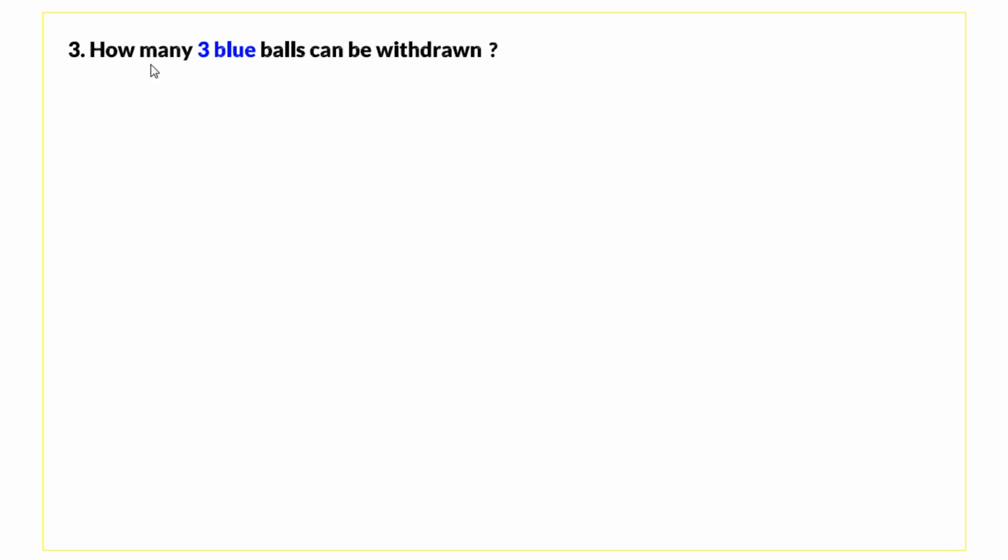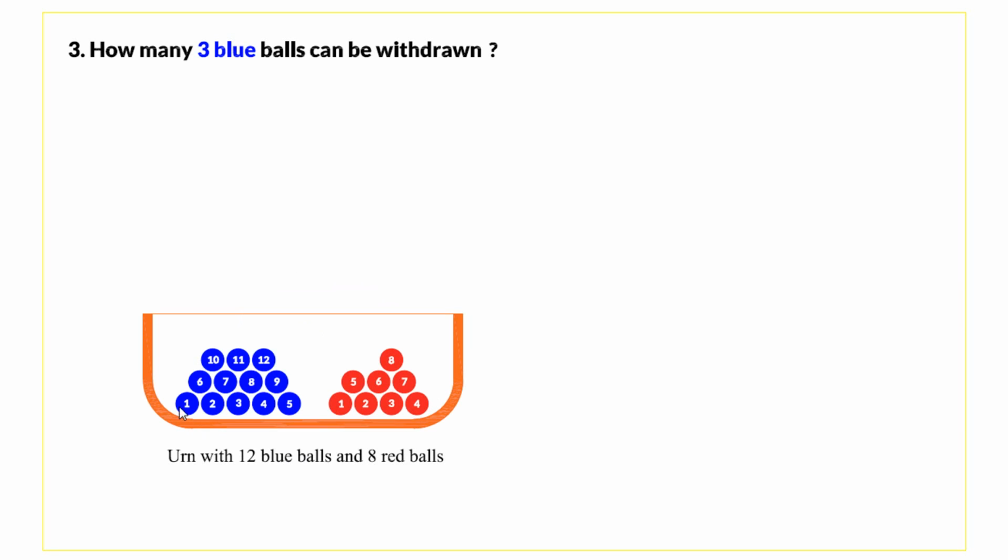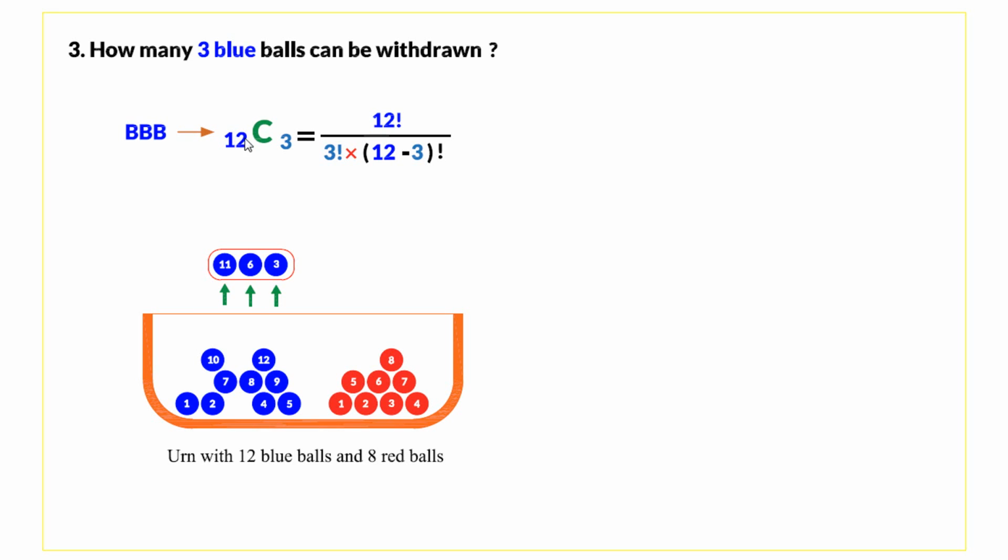Question number 3, how many 3 blue balls can be withdrawn? So we have here the urn, and now we are choosing from the subset of blue balls only. So we're choosing the first element, and second and third, and now we have a sampling of 3. So what is the number of combinations of 3 blue balls out of 12? That is the combination of 12 taken 3 at a time, and this is equal to 220 possible outcomes of 3 blue balls.